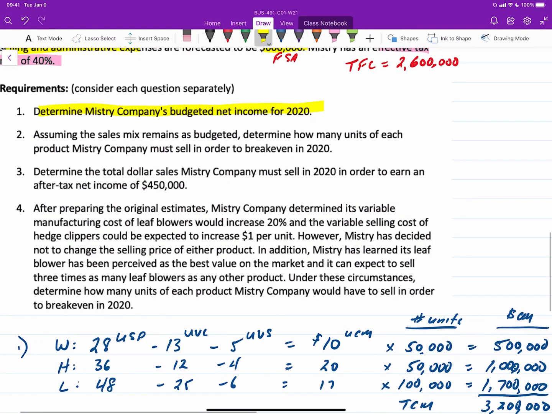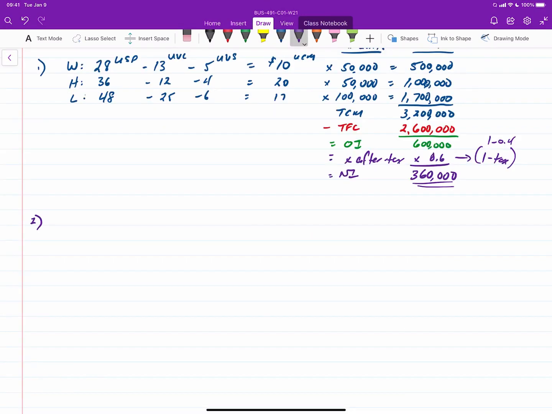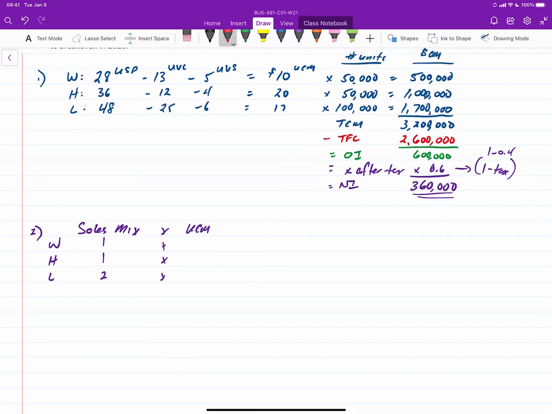Our next requirement 2 is going to be, assuming that we have the sales mixes budgeted, how many units of each do they have to sell in order to break even? Basically, what we want to do is determine what the sales mix is, which we already know for weeders, hedge clippers, and leaf blowers is 1 to 1 to 2. And then we would multiply by the unit contribution margin of each. Well, we've already calculated the unit contribution margins of each right up here.